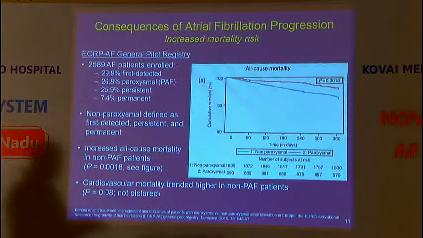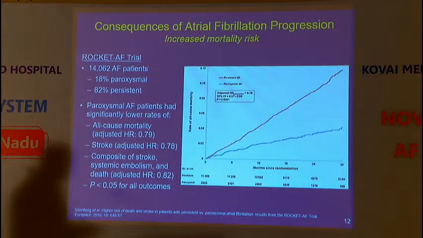So what changes when it changes from the paroxysmal to a non-paroxysmal form? You see what happens here. A patient had paroxysmal atrial fibrillation, and look at his all-cause mortality. When he becomes non-paroxysmal AF, the mortality significantly increases. So when you have a non-paroxysmal AF, there was a significant increase in the all-cause mortality, and cardiovascular mortality trended higher in the non-paroxysmal AF group. The moment the patient changes from the paroxysmal group to the non-paroxysmal group, there was a significant increase in the mortality overall and cardiovascular mortality.